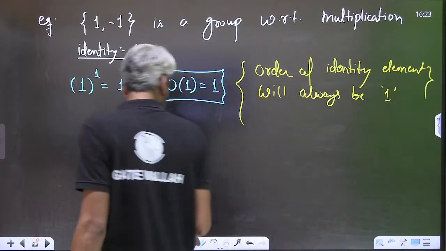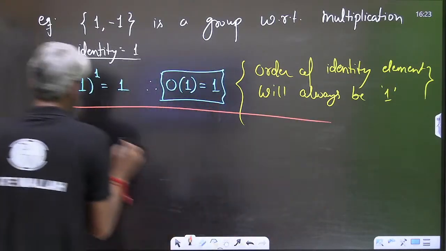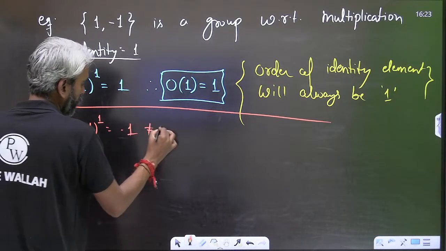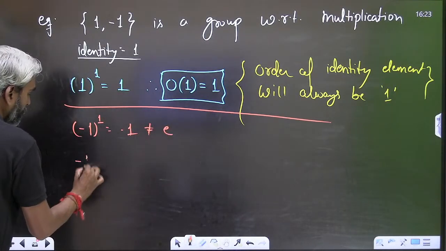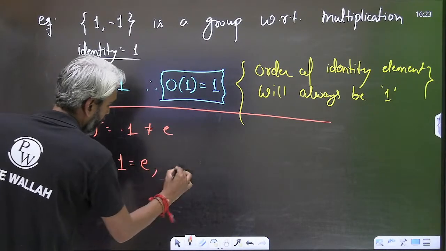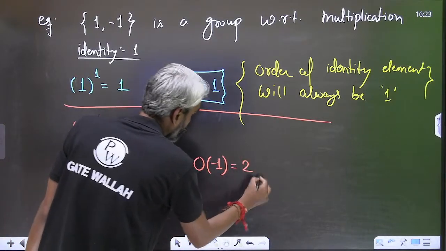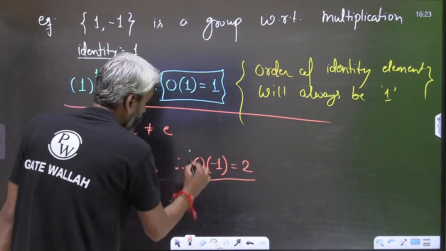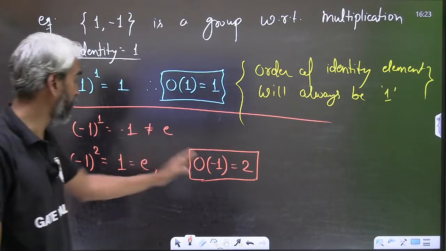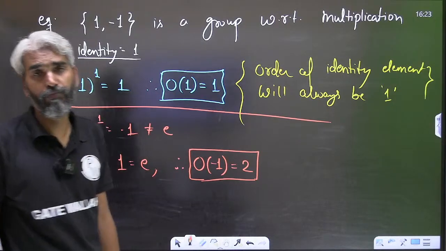Okay. Now for the next element, let's check minus 1. Minus 1 raised to the power 1 will be minus 1 only, which is not equal to the identity element. Minus 1 raised to the power 2 will be 1, which is the identity element. Therefore, the order of minus 1 will be 2. For power 2, minus 1 raised to the power 2 will produce the identity element.